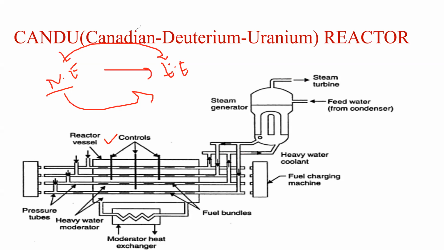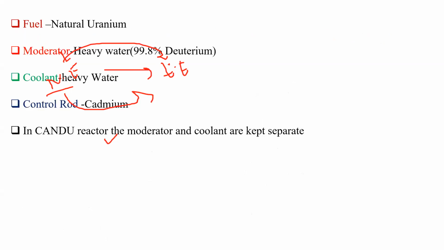Now we see which types of coolant and moderator are used. First of all we see the fuel. As we see in PWR, we use enriched uranium.